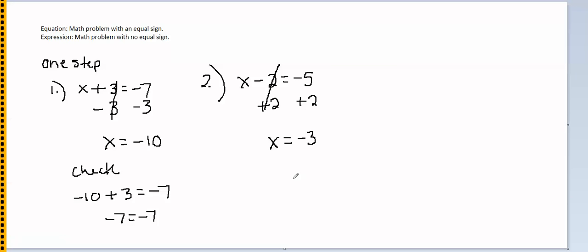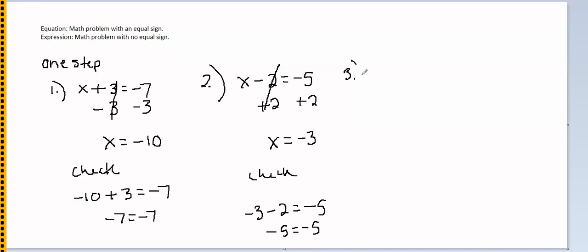Okay, and if you go back up and check your work, -3 minus 2 more equals negative 5. So I put the negative 3 in for the x. Think about it, if I'm at negative 3 and I minus 2 more, I'm going to be at negative 5. So it does work out. Okay. So if I see add, I subtract to undo it. If I see subtract, I add to undo it.